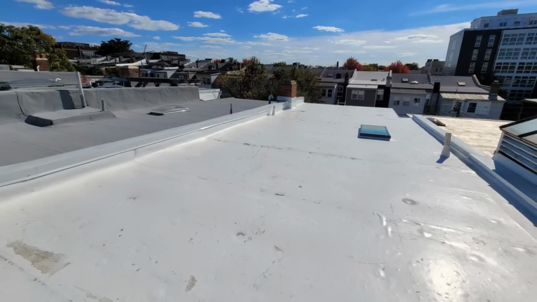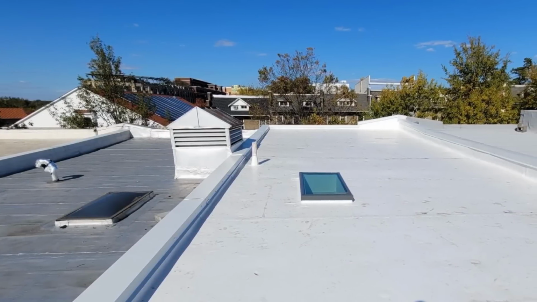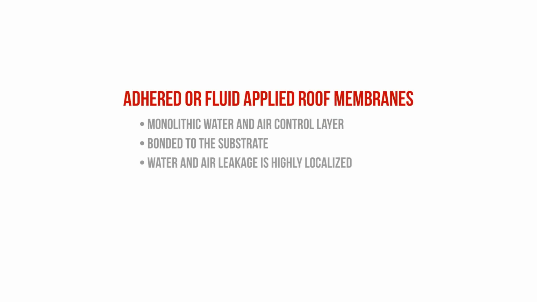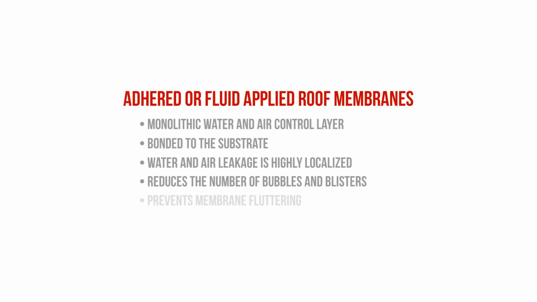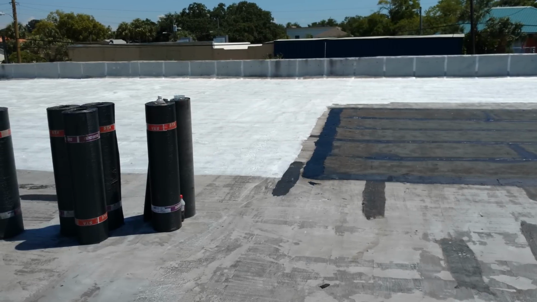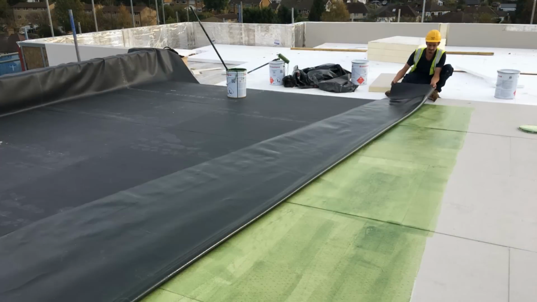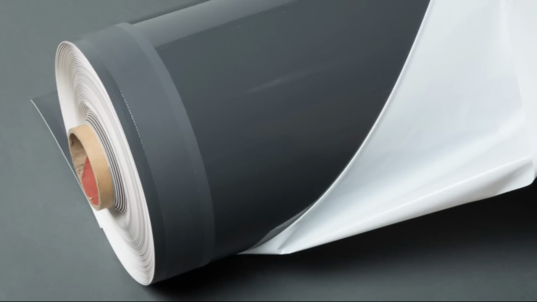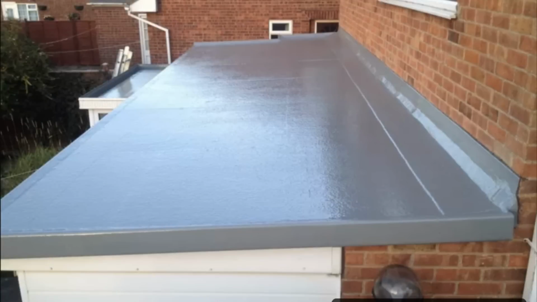whereas if the membrane is adhered or glued down to the substrate, any potential bulk water or air leaks will be highly localized and more manageable, and the air won't be able to travel within the upper parts of the assembly and potentially carry with it moisture that could condense and cause the membrane to bubble and blister over time. It also prevents the membrane from fluttering when exposed to strong winds. Now, there's a lot of different membrane systems out there that can be bonded to the substrate, either with bonding adhesive or self-adhering technology, or by means of a fluid-applied system.